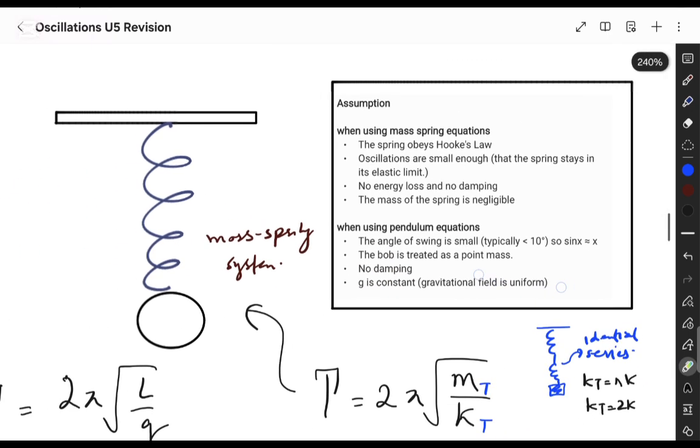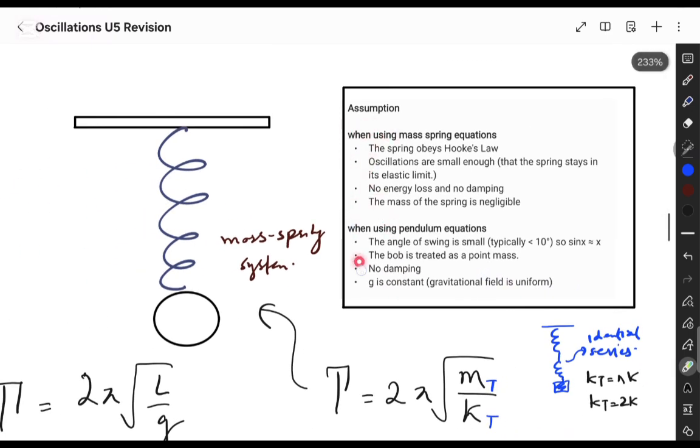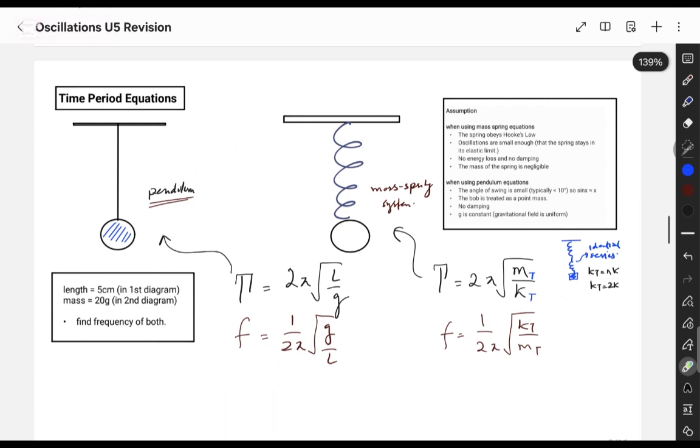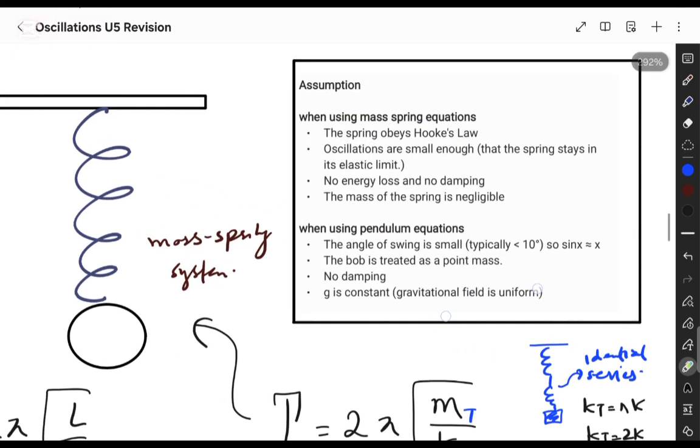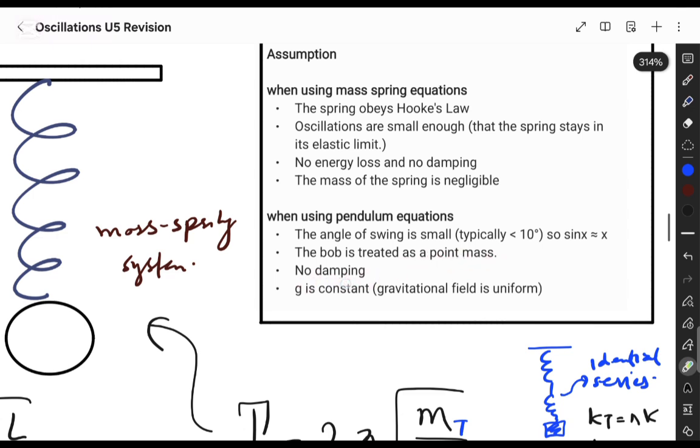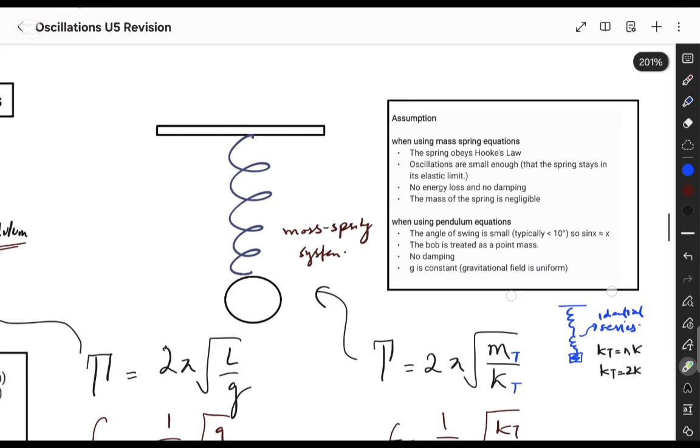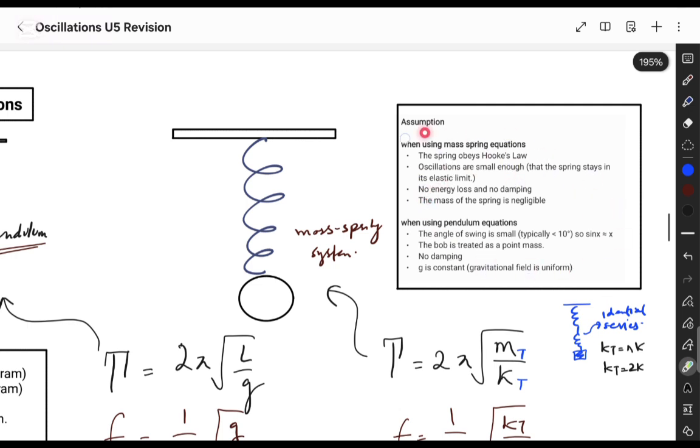So if they ever ask you why the time period value or the frequency value in real life is a little different, you can say that the angle is too large, or the bob isn't treated as a point mass, there's damping, g isn't constant, and the opposite for the above as well. So these are important assumptions. Again, this is often not taught, but I hope you are familiar with some of these points.